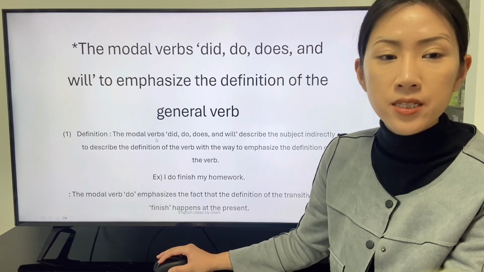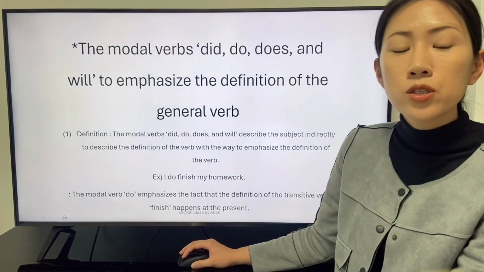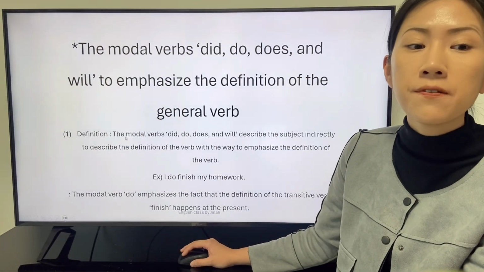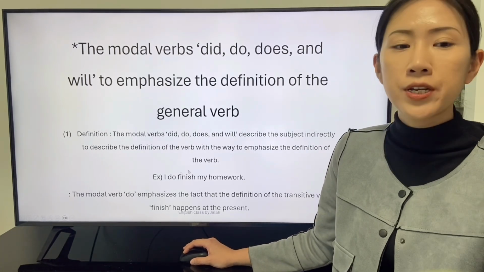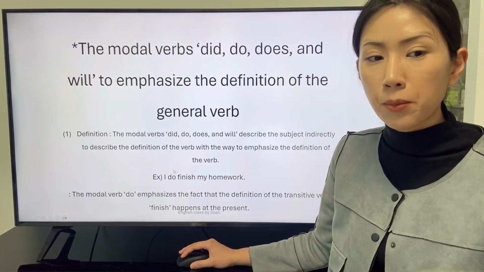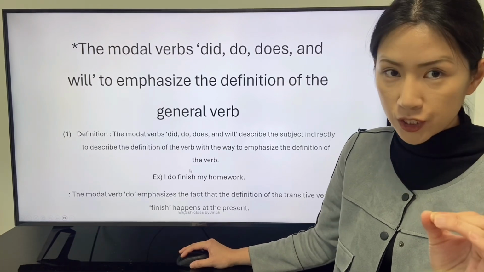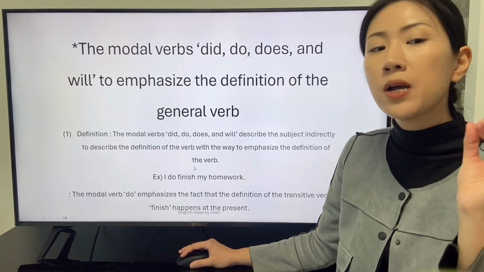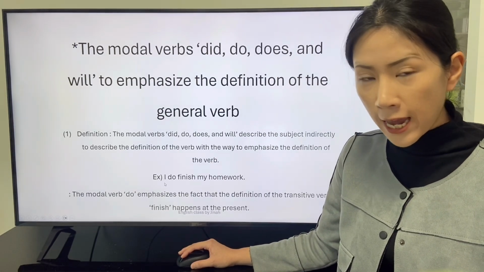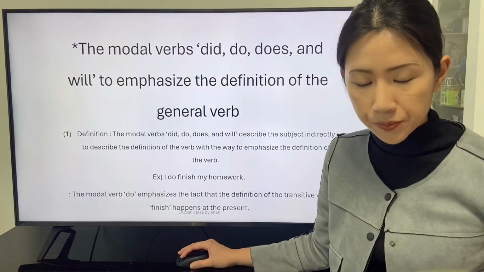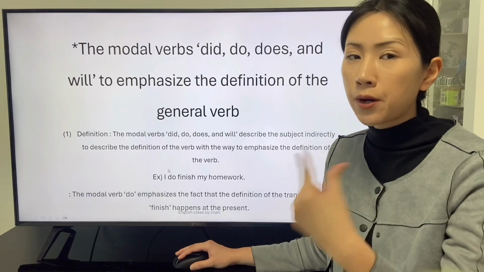The modal verbs did, do, does, and will describe the subject indirectly, to describe the definition of the verb with the way to emphasize the definition of the verb. I do finish my homework. In this exemplary clause, the modal verb do emphasizes the definition of the verb finish, and the verb finish describes the subject as the speaker of the clause. The modal verb do describes the subject, the speaker, indirectly.